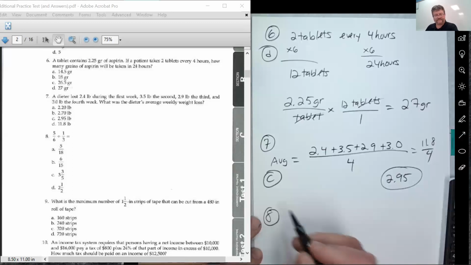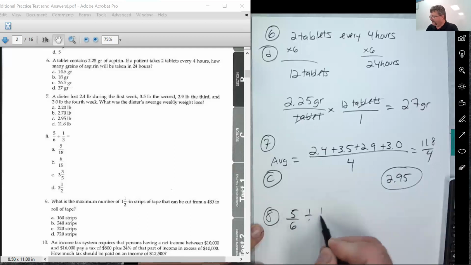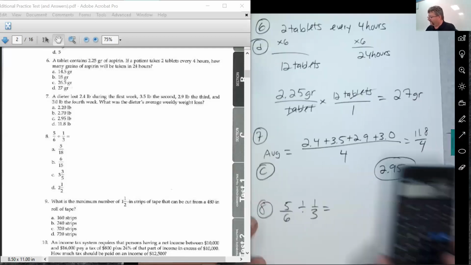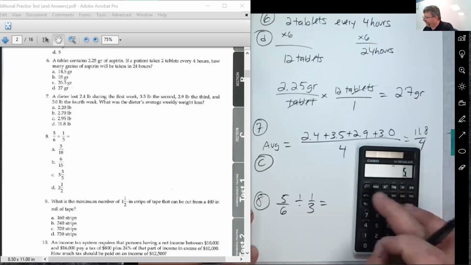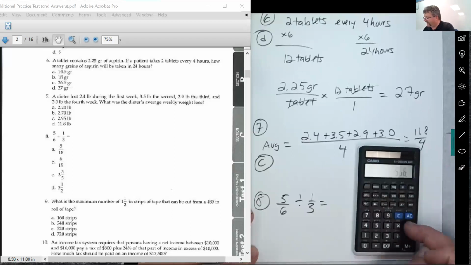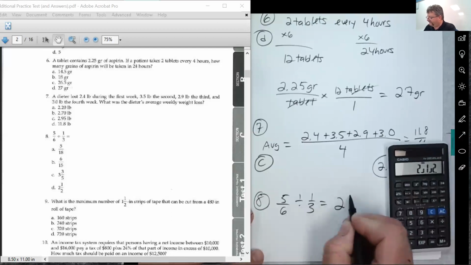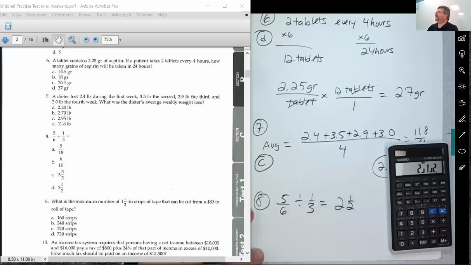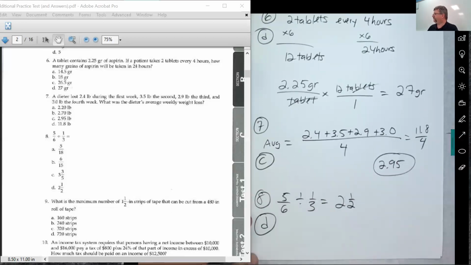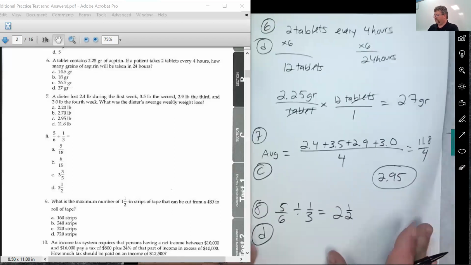Problem 8, dividing fractions. Again, in the videos, I spend time on it. Here, get her done. The clock is ticking. 5, fraction button 6, divided by 1, fraction button third equals 2 1/2. Okay, is that one of my choices? It is choice D. Okay.